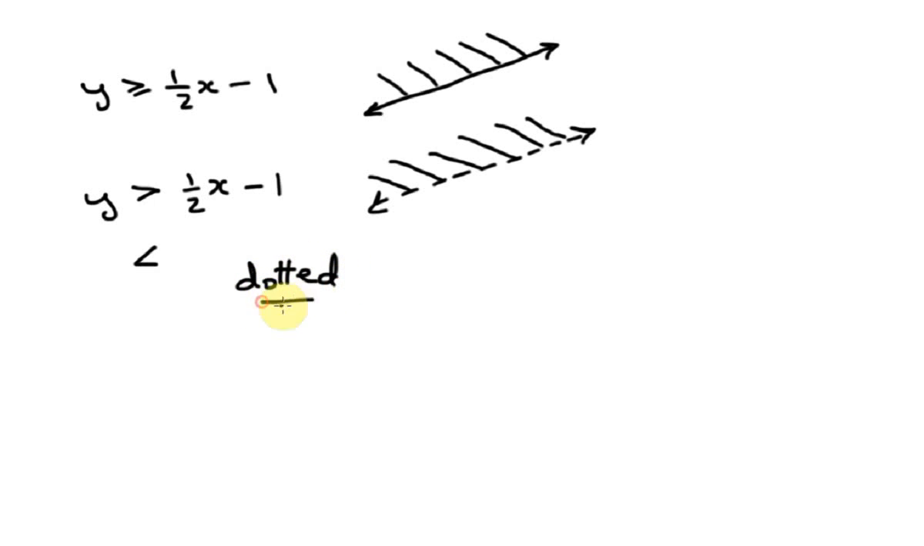Okay? And otherwise, if you've got these guys here with the little equals, then you make sure your line is solid. All the rest of it is exactly the same. You still shade the true zone and all the rest of it. All right, well, that's where I'm going to stop with this first introduction to graphing linear inequalities.